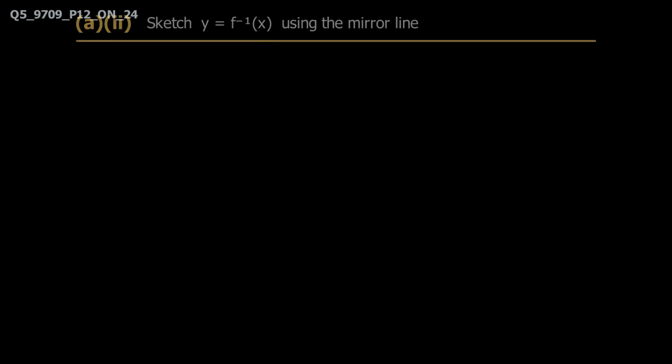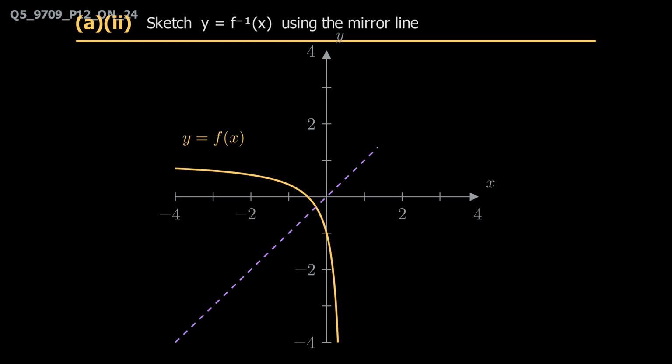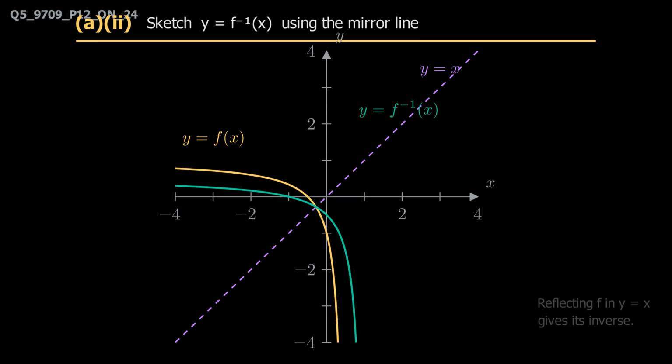Part A, Part 2. Sketch the inverse by reflecting in y equals x. Draw axes and the branch of f for x less than 1/2. Here is y equals f of x. Add the mirror line y equals x. Reflect the curve across the diagonal to obtain y equals f inverse of x. Reflecting in y equals x swaps input and output, that is the inverse graph.